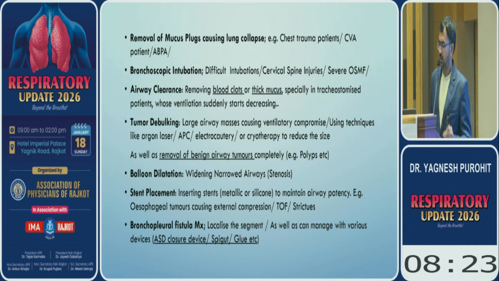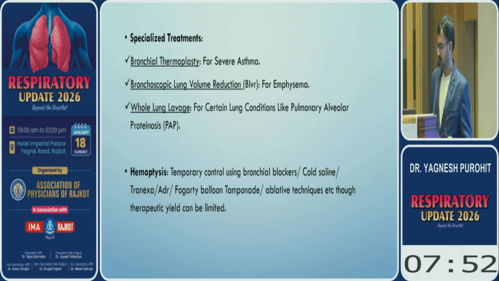Then in cases of airway stenosis, we can do the CRE balloon dilatation. We can place metallic or silicone stents in many cases of tracheoesophageal fistulas or strictures or any esophageal or lung masses compressing the airways. Then in cases of persistent bronchopleural fistula, we can do the bronchoscopy and identify the segment from where the fistula is there by inserting various dyes, and we can manage it using various devices. Special indications: bronchial thermoplasty, bronchoscopic lung volume reduction, whole lung lavage for pulmonary alveolar proteinosis, and hemoptysis, as I have discussed.